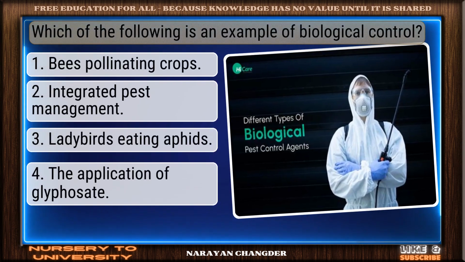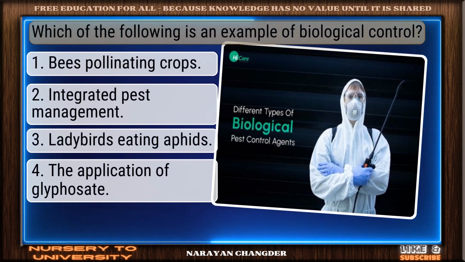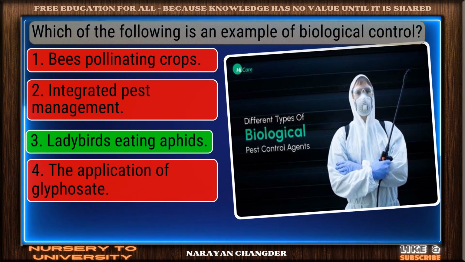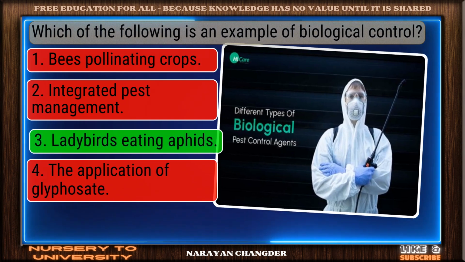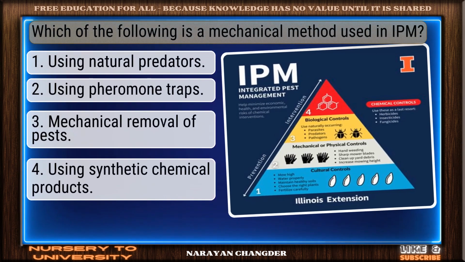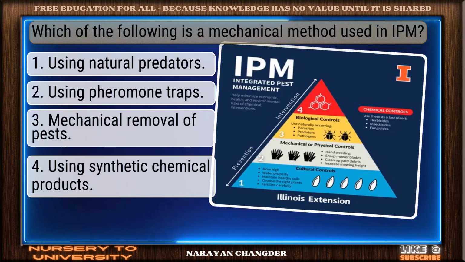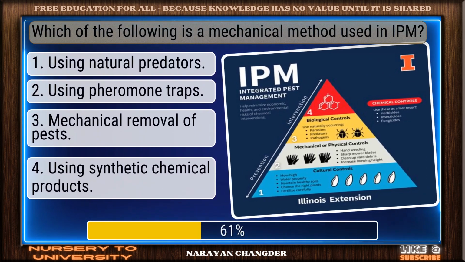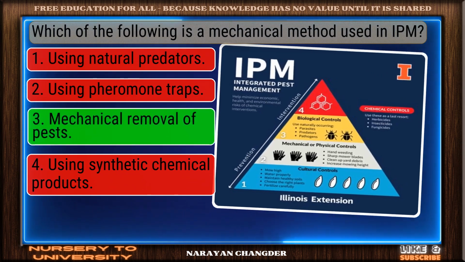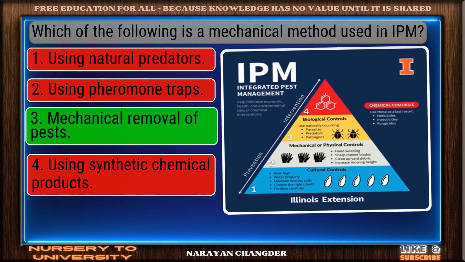Which of the following is an example of biological control? Great thinking. Ladybirds eating aphids is the right choice. Which of the following is a mechanical method used in EPM? You chose mechanical removal of pests, and it is correct.